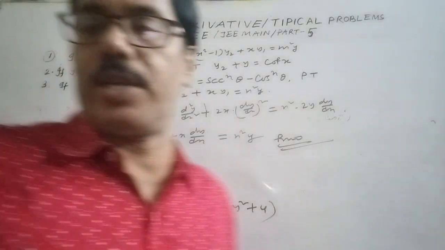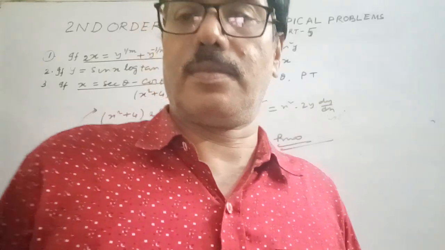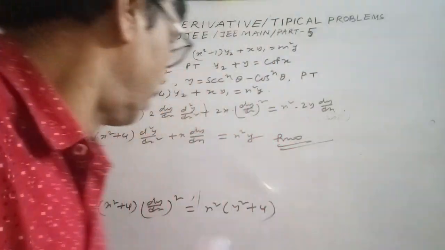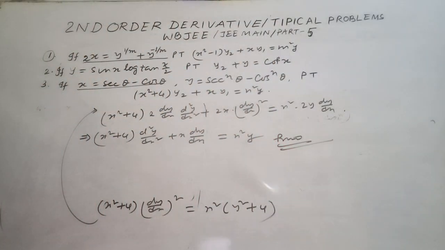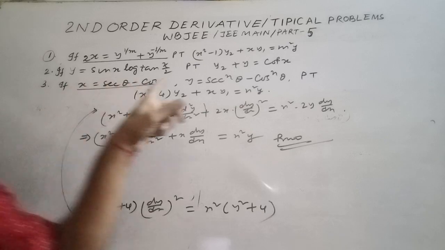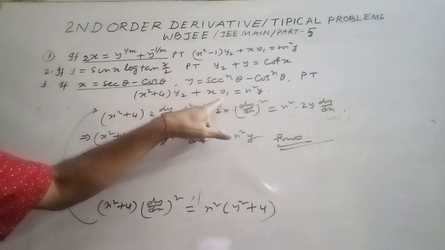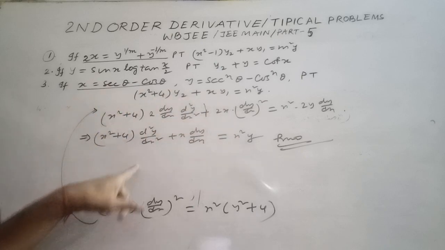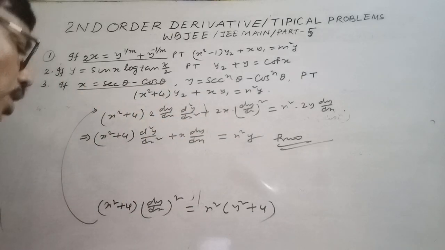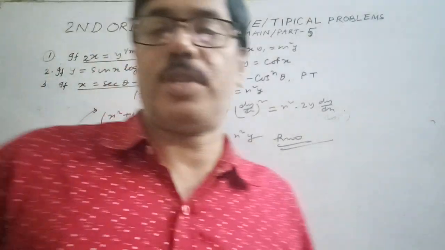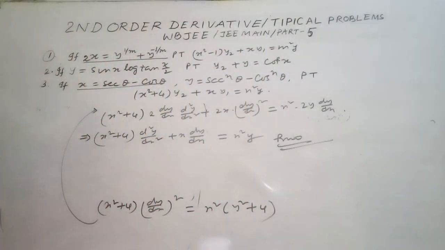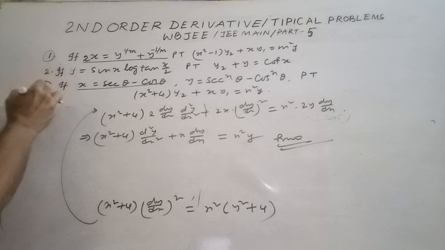So this is to be noted. This is a typical problem. Find dx/dθ and dy/dθ, then dy/dx in terms of x and y, then perform the second order derivative. So this is to be noted.